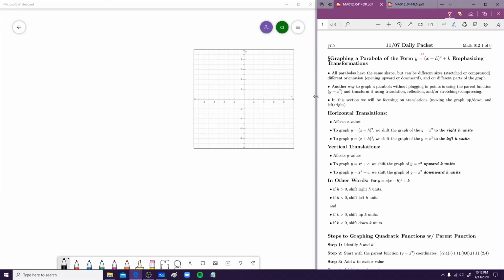So just a quadratic function. Anything with a square, where the highest degree is a 2, is going to be quadratic, and it's going to have a graph of a parabola, but that parabola can change.